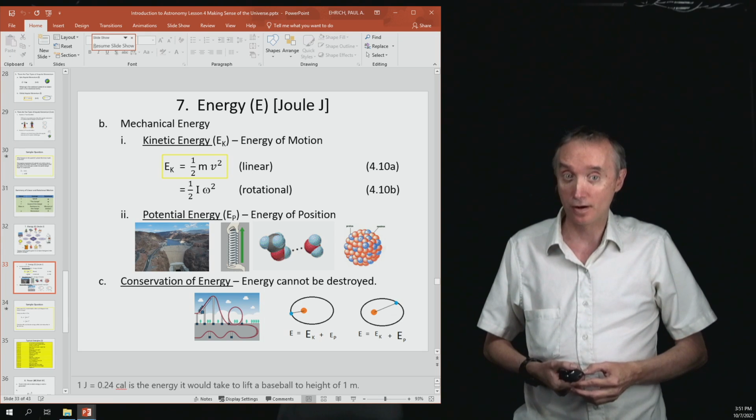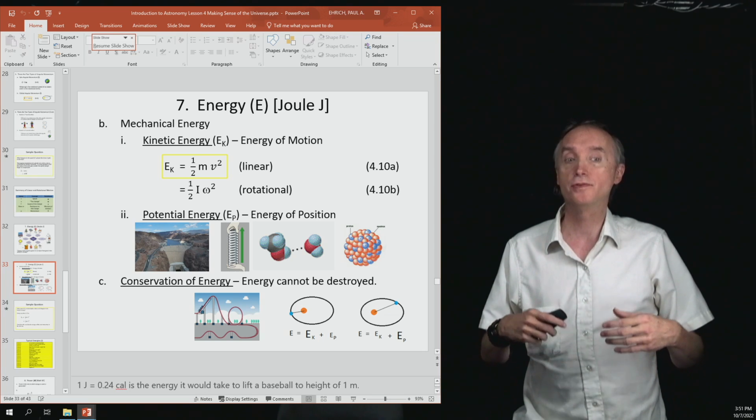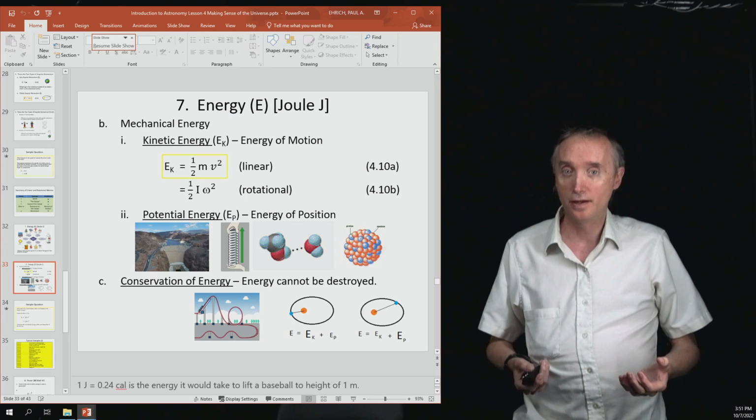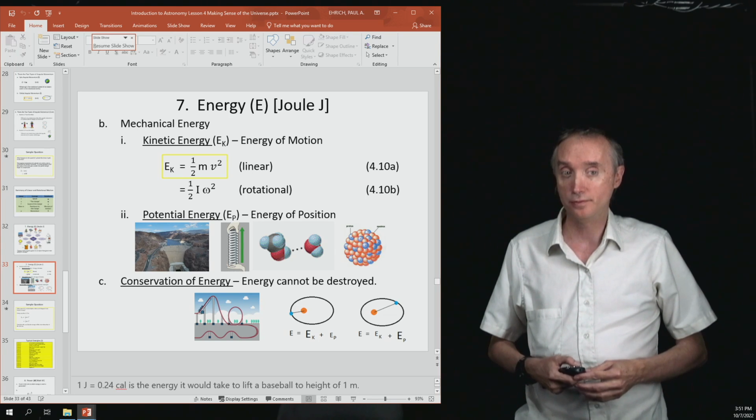I hope he said 0, because if it's docked, it's not moving, and if it's not moving, its velocity is 0, and 0 times anything is 0, so it has no kinetic energy.